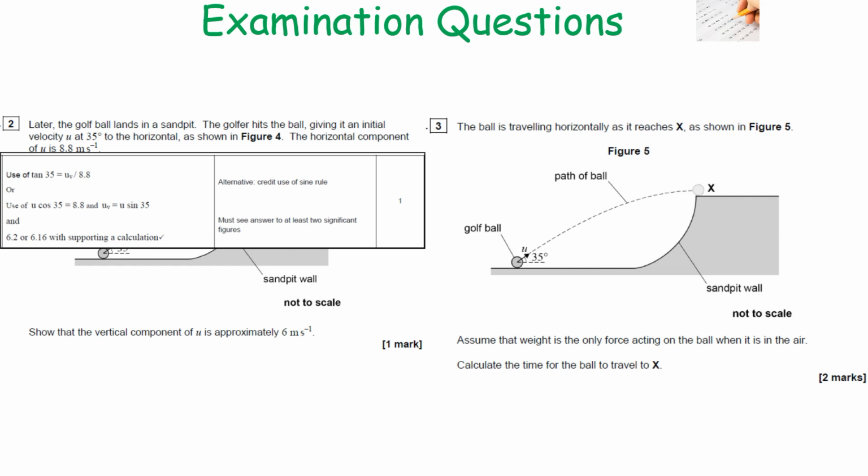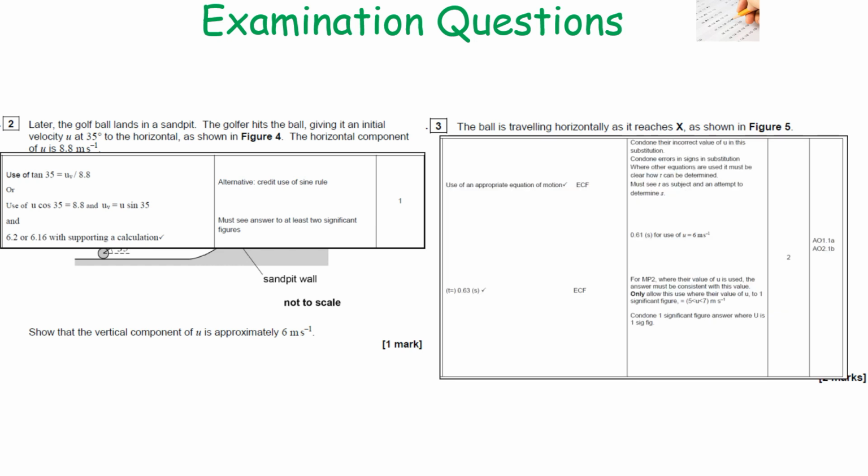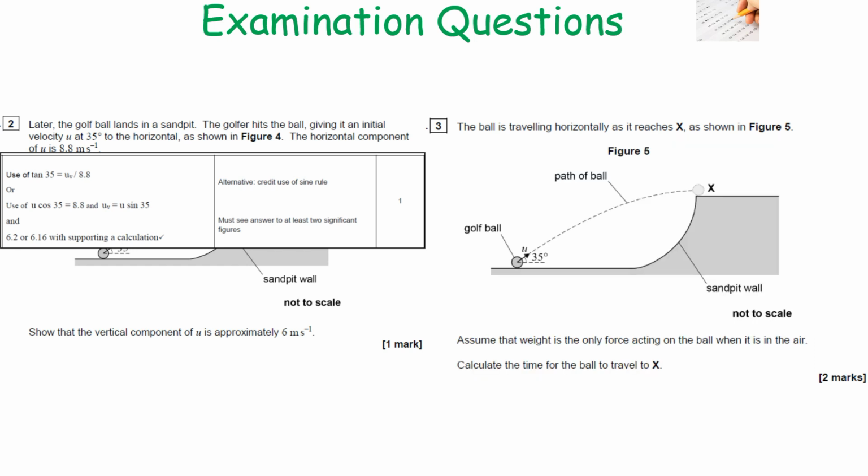Well, if the only force acting on the ball is weight, therefore it's acting as a projectile. So what we can do is use our equations of motion. So once again, what do we know? Well, we know that when it reaches x, it's going to have a velocity of 0, so v is going to be equal to 0. We know u because we've got the horizontal and vertical components. Now again, I would suggest, it says it's traveling horizontally as it reaches x. That indicates it's not traveling vertically.